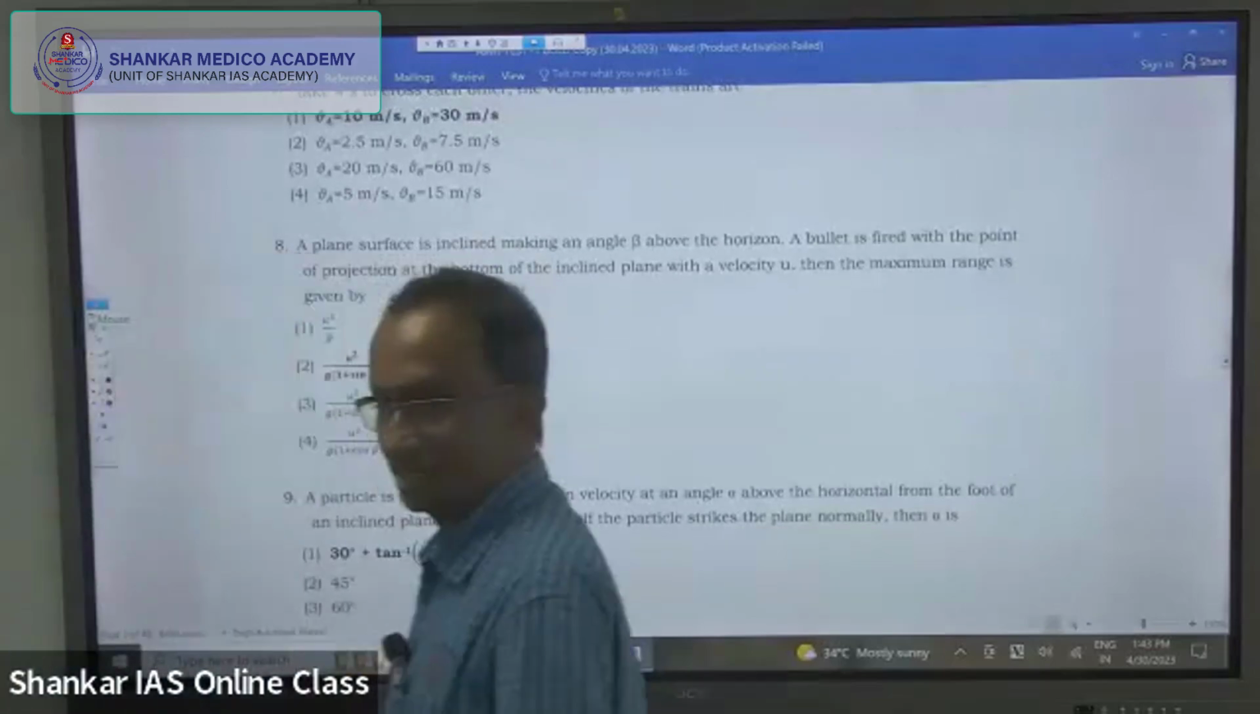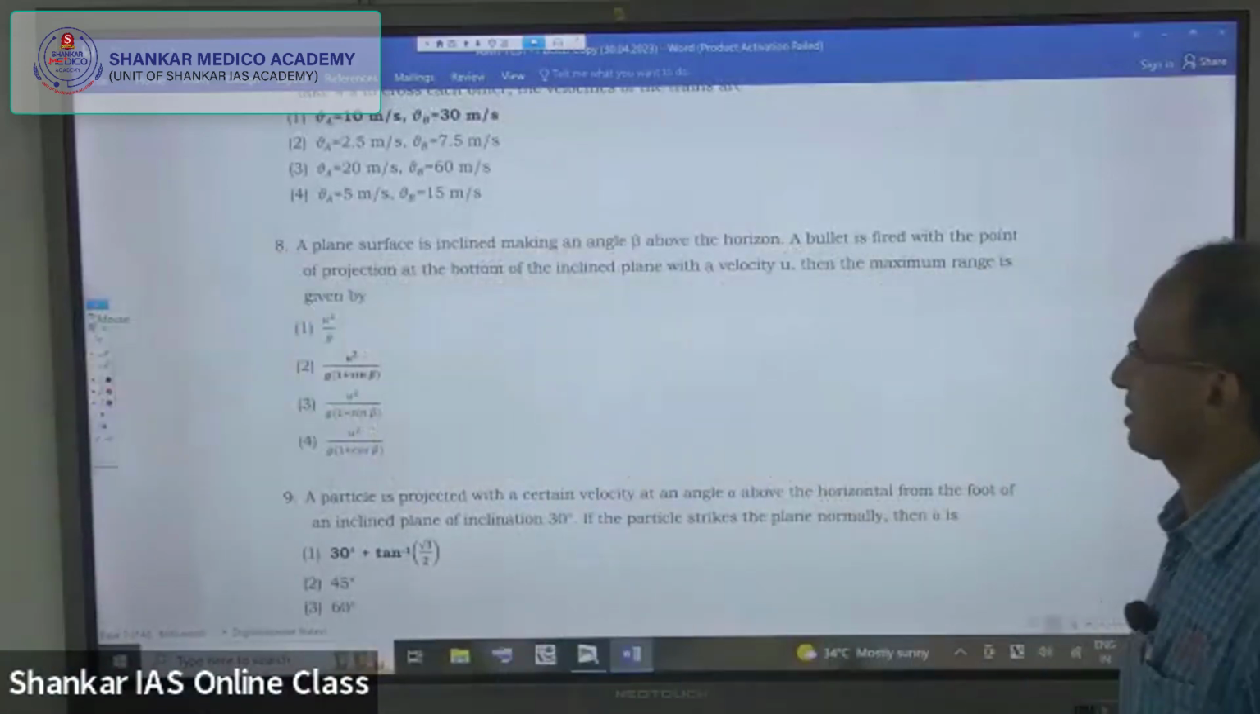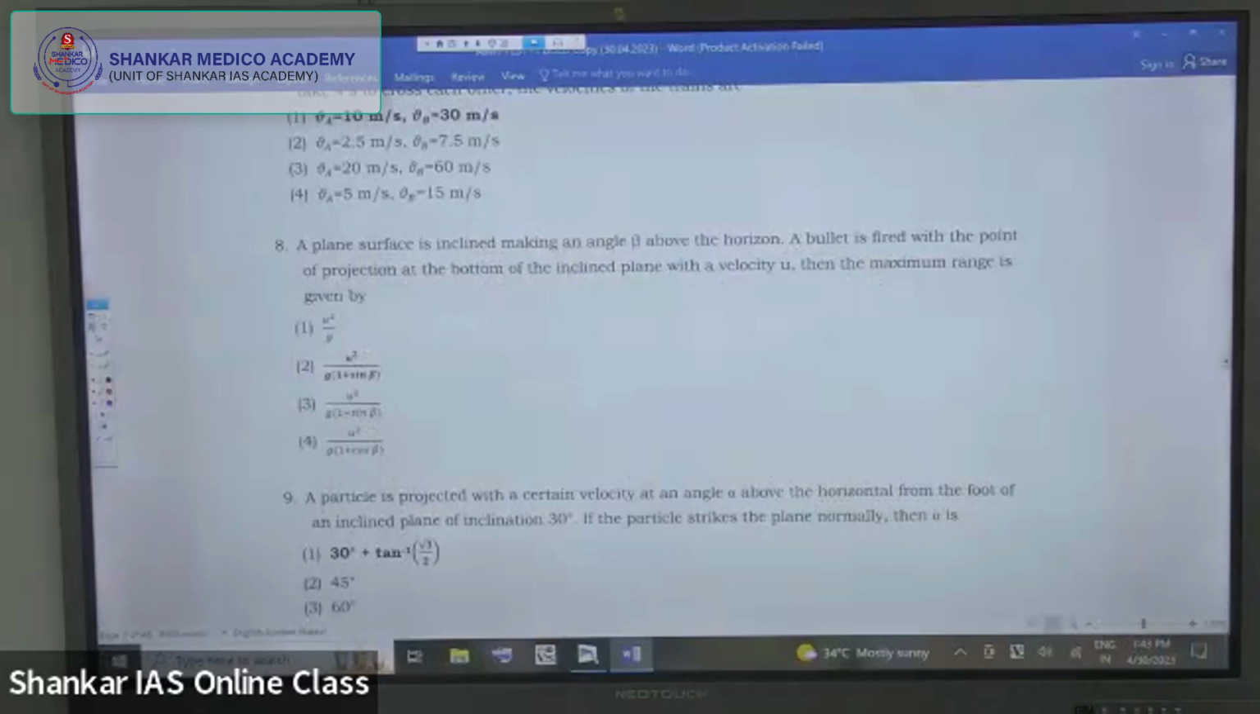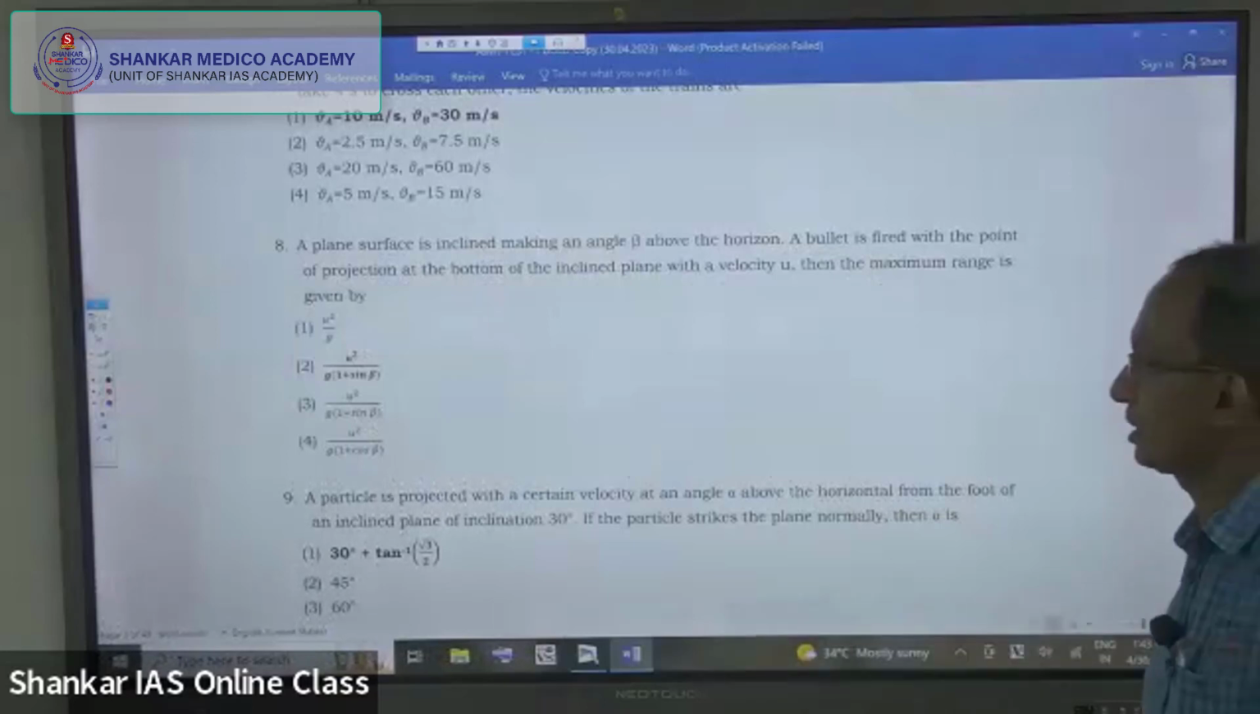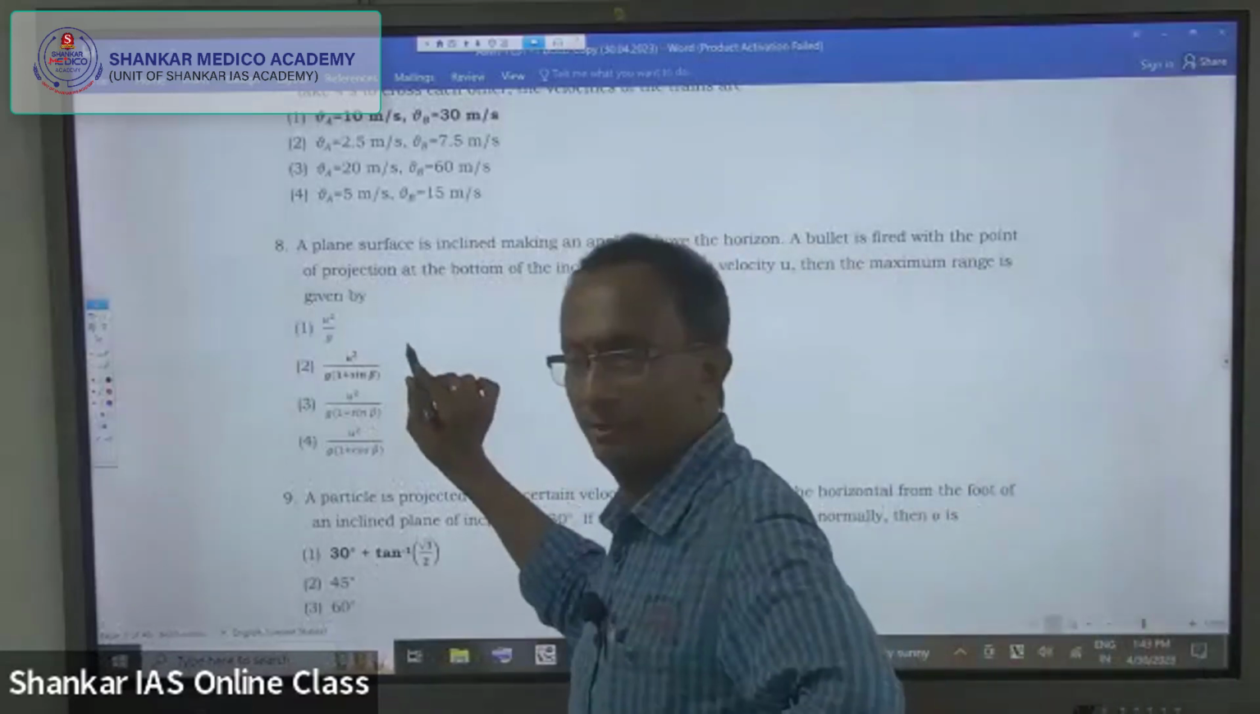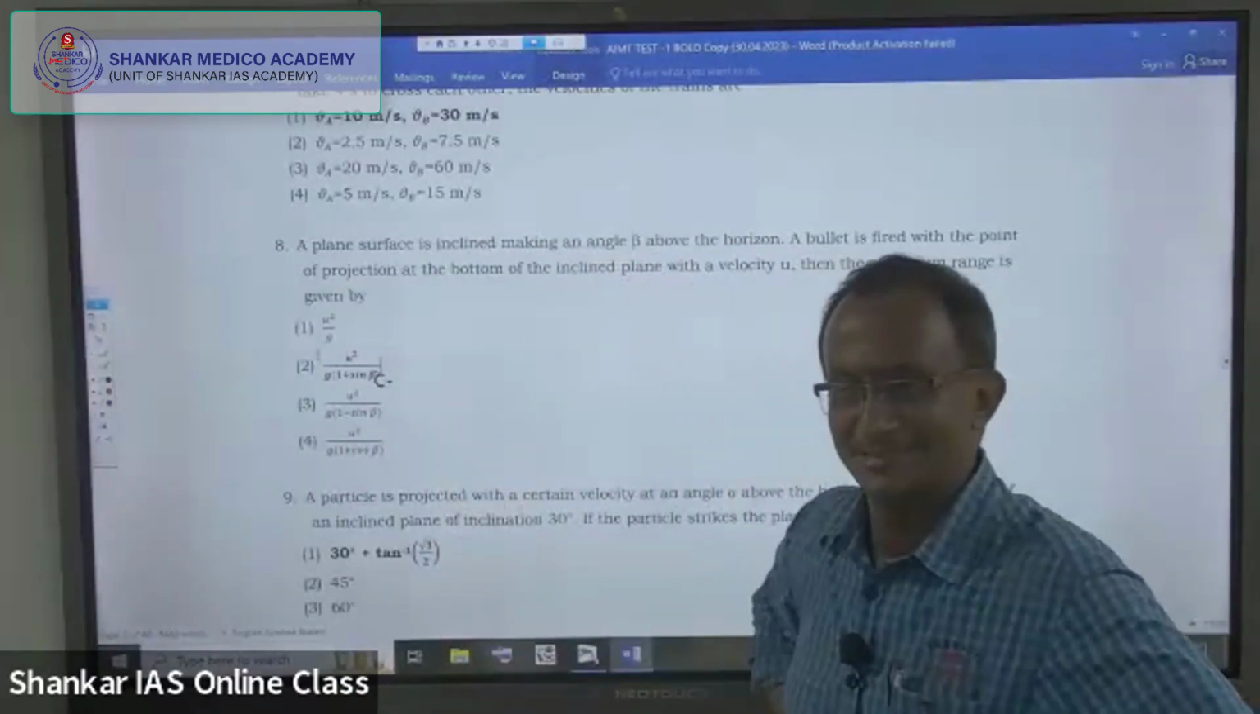Question number 8. A plane surface inclined at an angle beta above the horizon. A bullet is fired with the point of projection at the bottom of the inclined plane with velocity u. The maximum range is given by. Option is B. Anybody got this answer? B is the option.